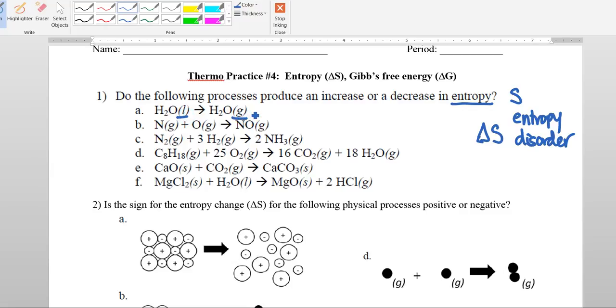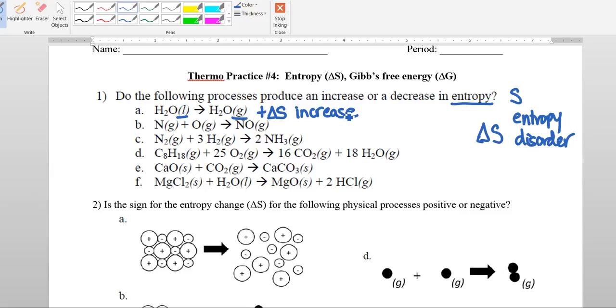If you imagine what's happening here, liquids are relatively close together and organized, whereas gases are very spread out and moving around randomly. There's a lot more disorder in a gas than a liquid. So going from liquid to gas is going to cause an increase in disorder. We could either write increase, or we could say it's a positive delta S for that scenario.